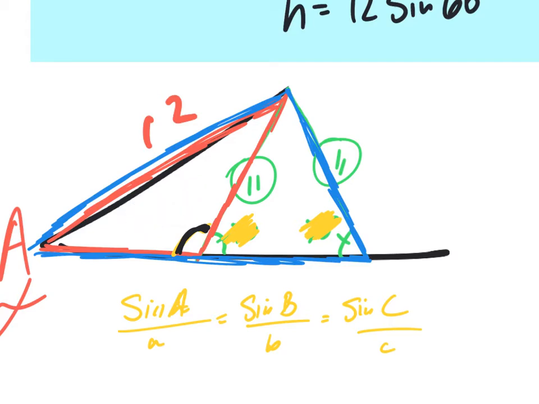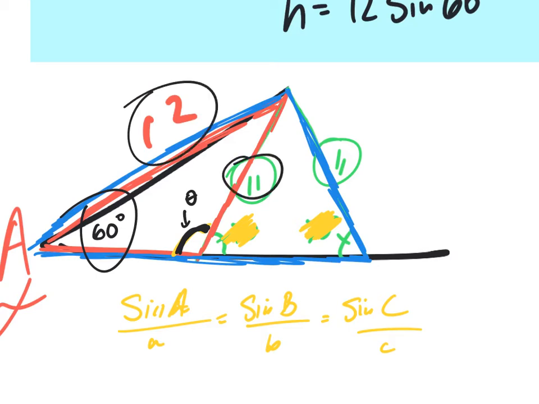So set up your law of sines, compare with your partner, and try to figure out what is going on. In the end, I'm going to call it theta. I want that angle right there. We don't know that those two were 70. That's why I crossed them off. We know 60, we know 12, and we know 11. Pause for a second. Figure that one out.